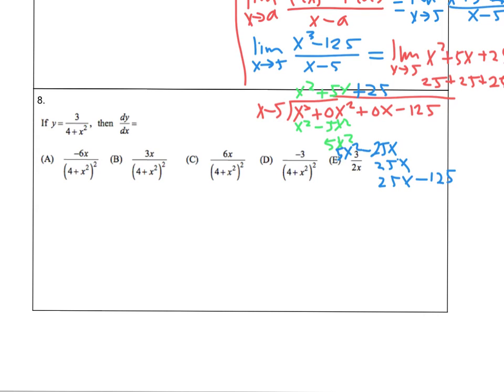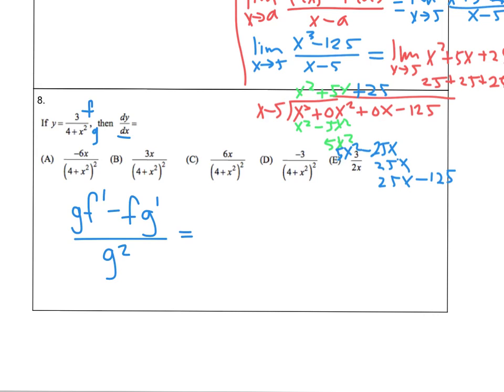For number 8, I see this as a quotient rule, where we've got the top and the bottom like so. It's asking for us to find the derivative of y with respect to x, otherwise known as y prime. We know this is going to be the bottom times the derivative of the top, minus the top times the derivative of the bottom, divided by the bottom squared.